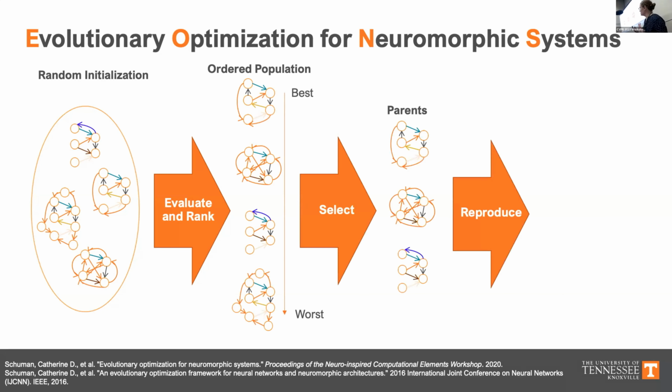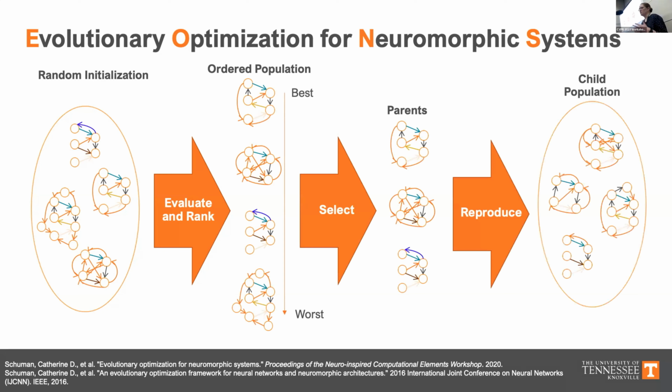And then we do reproduction operations to produce children. Our reproduction operations do random mutations. They do crossover, which takes two parents and recombines them to produce children that inherit characteristics from both of those parents. And then we repeat this process.